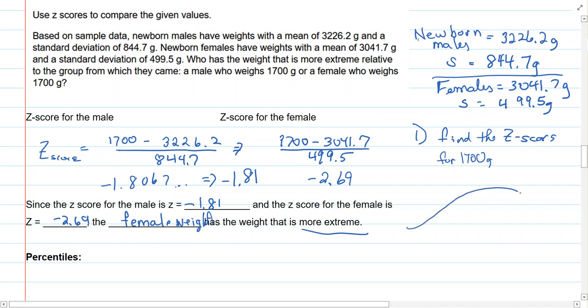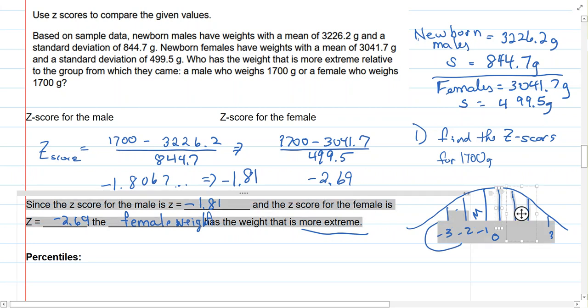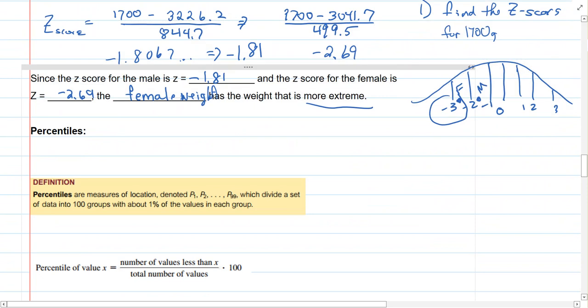Now remember, on our scale, if I have 0, I have a 1, 2, and 3. And on the other side, negative 1, negative 2, negative 3. Well, the z-score for the females is negative 2.69, so it's about right here. And the males is negative 1.8. So this is the males and this is the females. This is more extreme, the one that's over here close to 3. All right, I'm going to stop right there and I'll continue with percentiles.